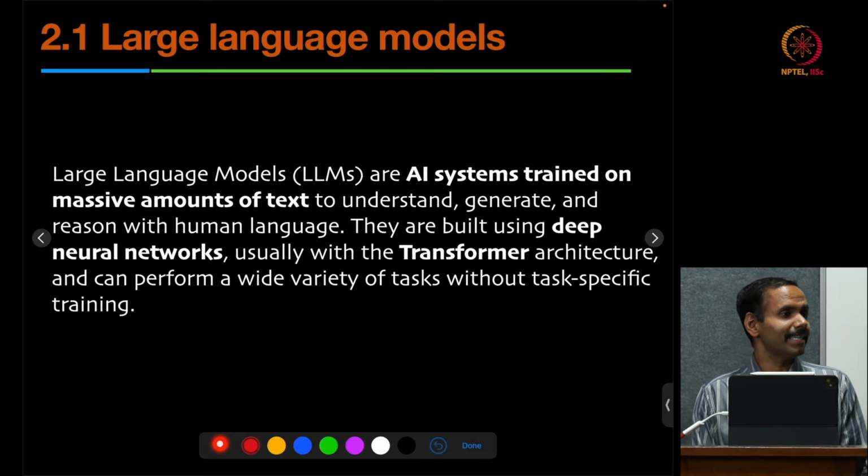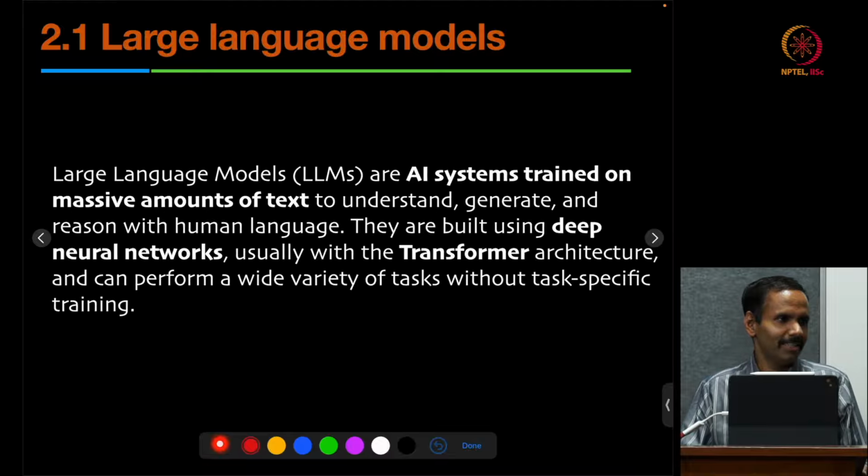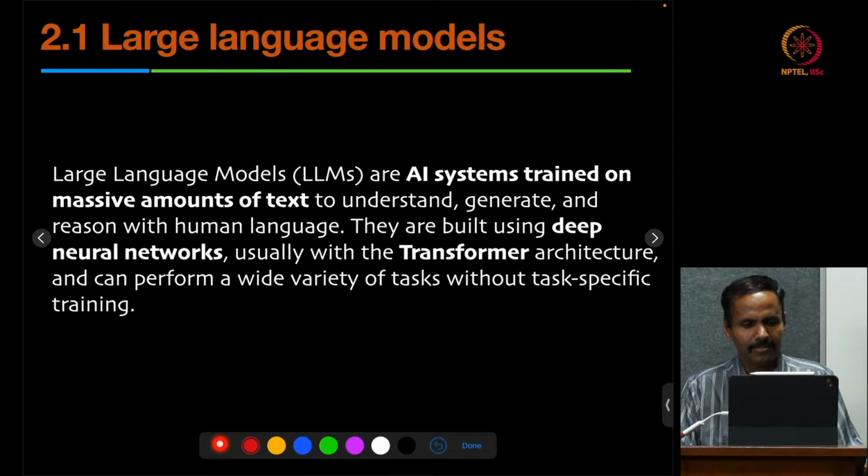So just a reminder, just as we asked what transformers are, now we can ask an LLM itself what it thinks of an LLM, meaning a circular loop again, right? We are asking an LLM itself, who are you? In this case, I am asking ChatGPT who it is, and ChatGPT says: I am an AI system trained on massive amounts of text and maybe other modalities of data. I am fundamentally a deep neural network, particularly with a transformer architecture, and now I can perform a wide variety of tasks.